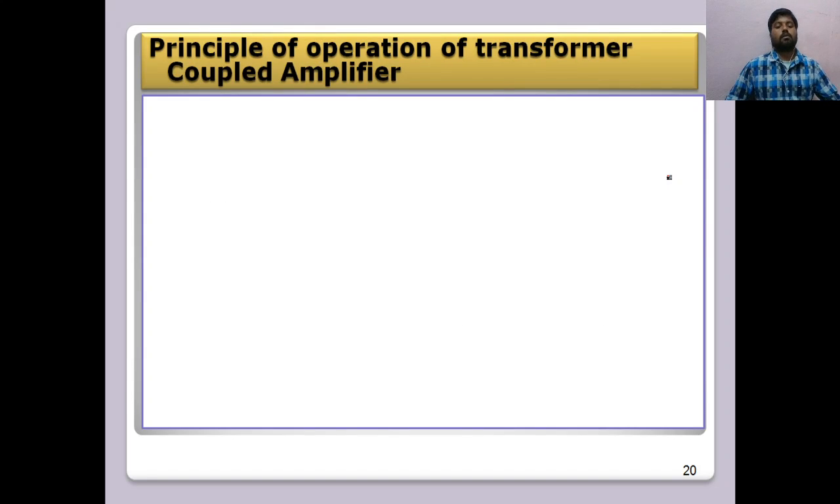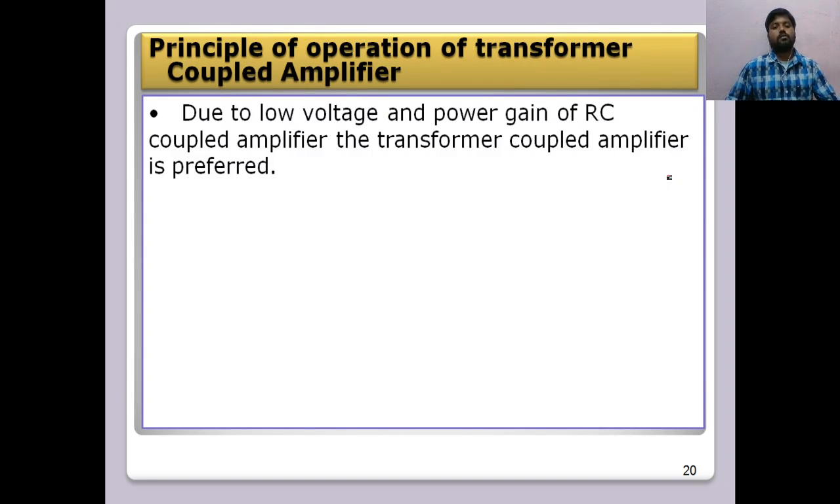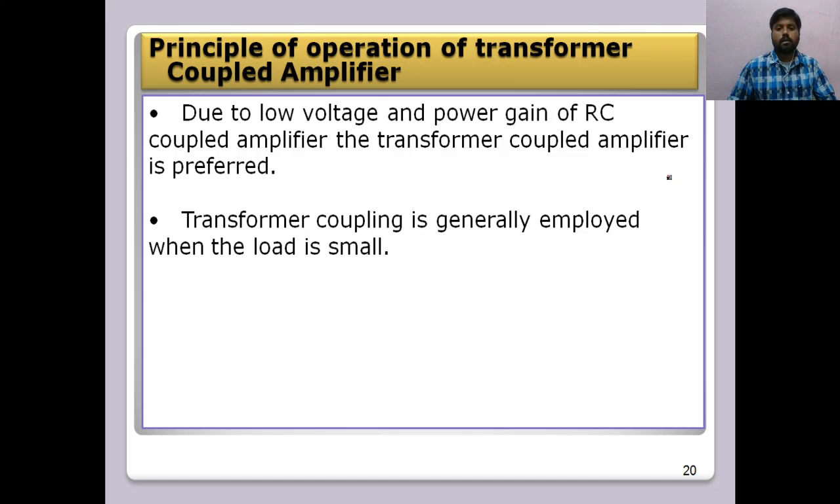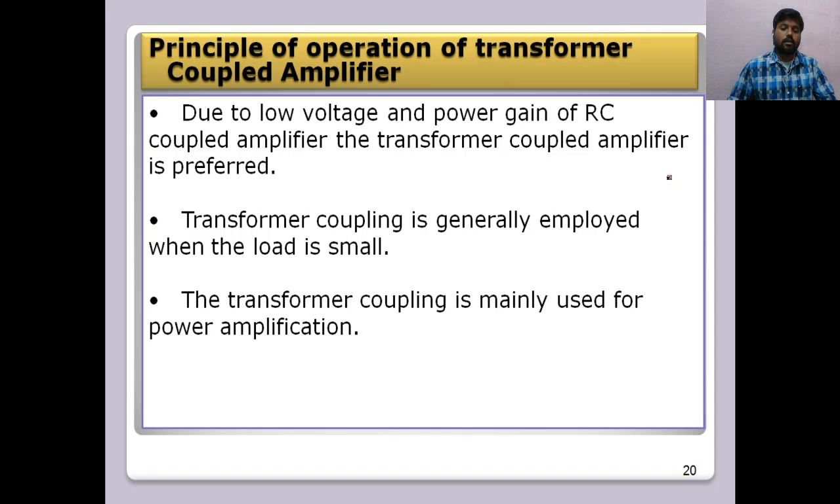Operation of the transformer coupled amplifier. Due to the low voltage and power gain of the RC coupled amplifier, there are drawbacks. To overcome these drawbacks of the RC coupled amplifier, the transformer coupled amplifier is now preferred. The transformer coupling is generally employed when the load is very small. The transformer coupling is mainly used for power amplification.